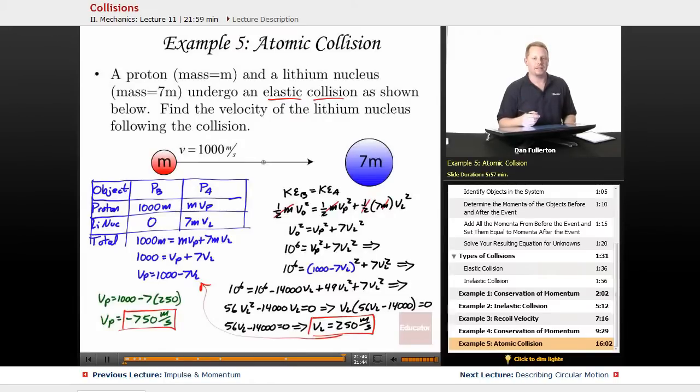Bringing in the fact that it's an elastic collision gave us one more equation, kinetic energy before equals kinetic energy after. Hopefully this gets you started with analyzing collisions and looking at conservation of momentum.